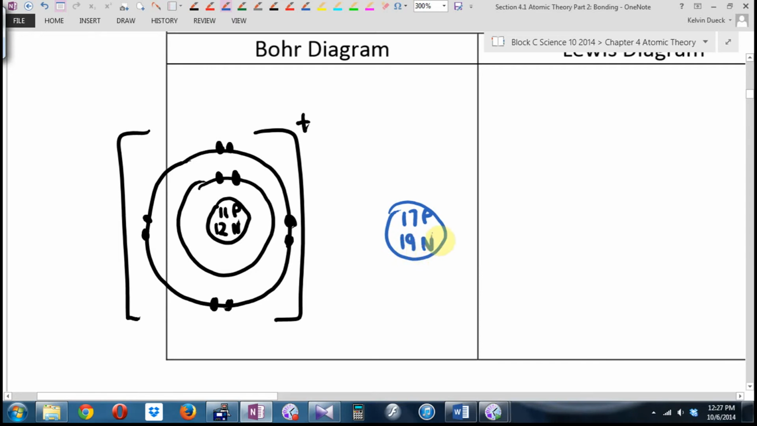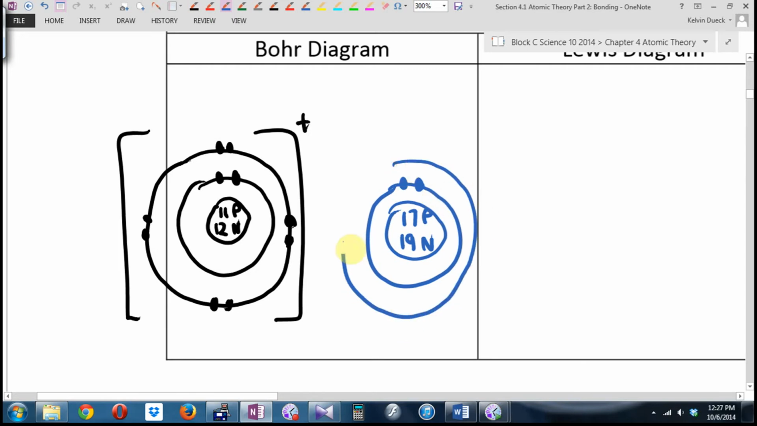Okay. What row is it in? How many down? So how many shells will it have? 3, and the third one is going to be full. So first of all, inner shell, 2. Middle shell, 1, 2, 3, 4, 5, 6, 7, 8.